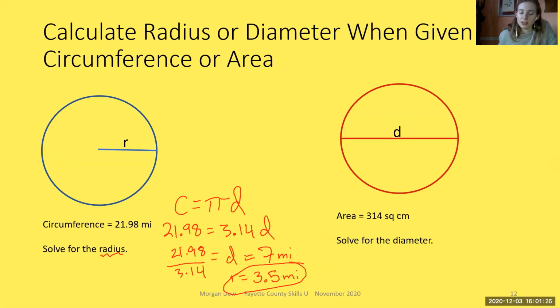All right, now in the next circle here, we know the area, we want to solve for the diameter. So again, I'm going to start with my formula. Area is pi times the radius squared. And this formula uses the radius, but I know once I know the radius, it's easy for me to get the diameter. So fill in the information you know.